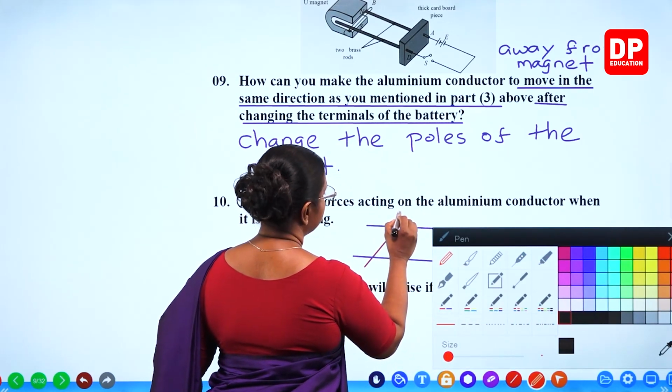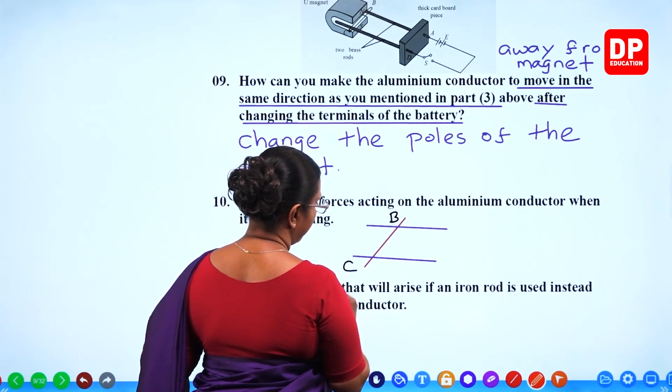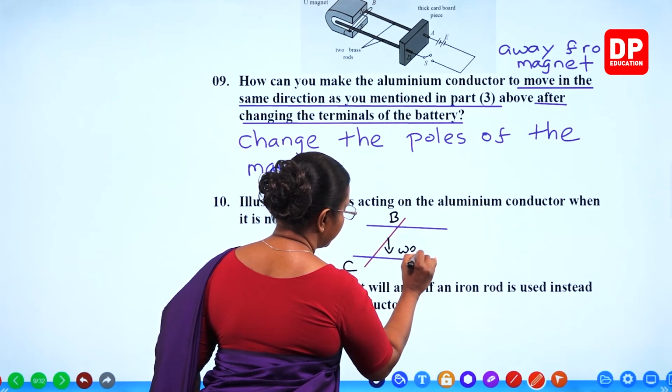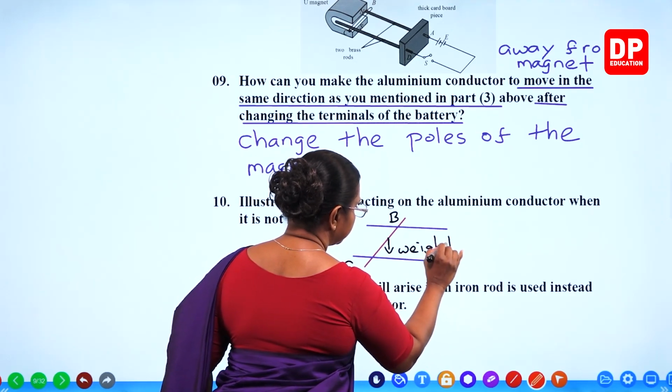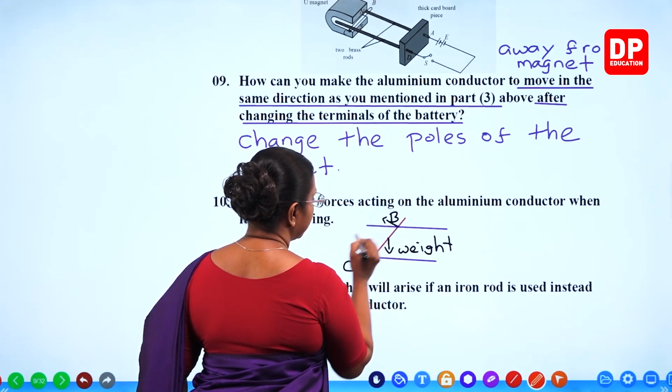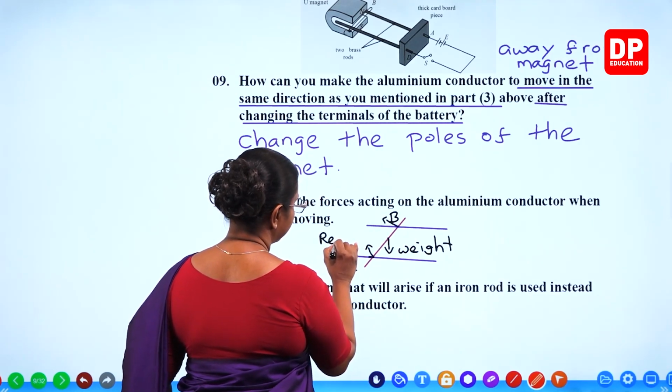So if we show the diagram, this is the B, C rod. These are the brass rods. The weight will act downwards. And at these 2 points, there will be the reaction.